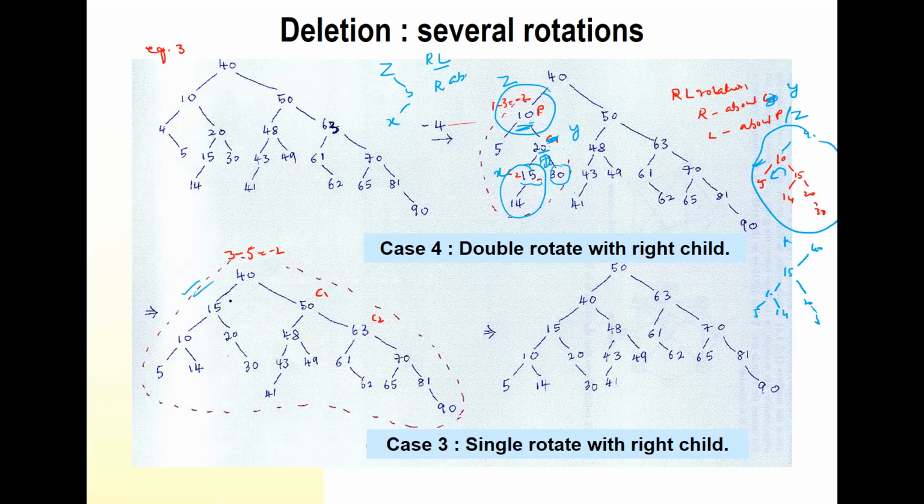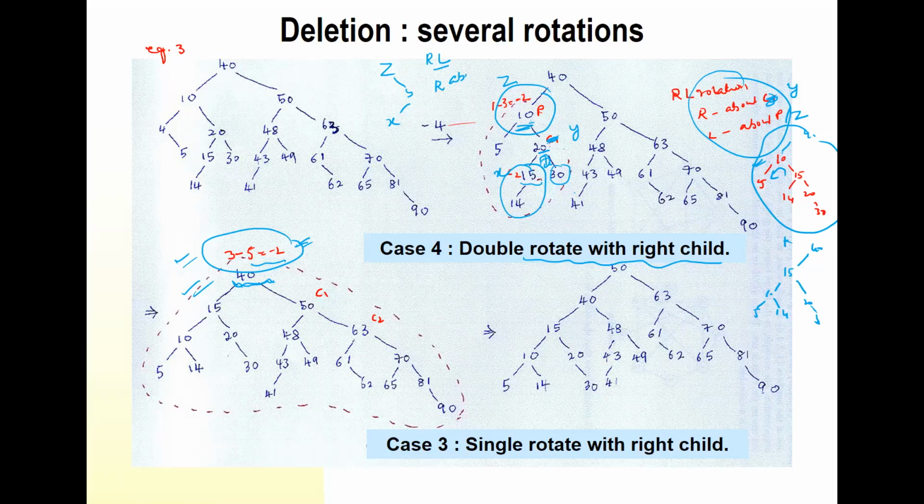So just see carefully: after deletion we performed a double rotation, RL rotation. Even after the rotation, the balance factor of the ancestor was still disturbed. That means in deletion we may have to perform several rotations. If you carefully recalculate the balance factor of the ancestor, it is still disturbed. So for caution's sake, in case of deletions, even after rotations, either single or double, recalculate the balance factor of each of its ancestors.